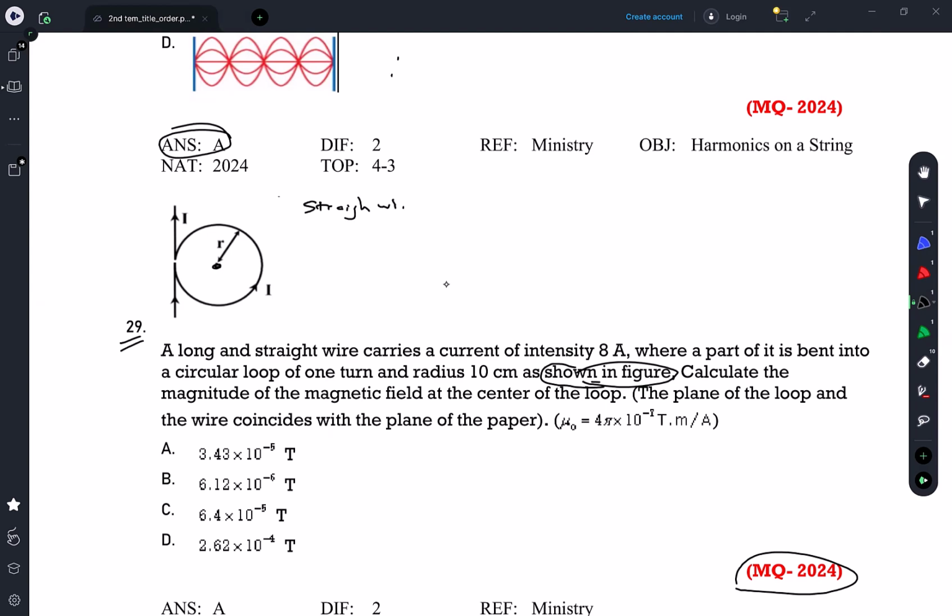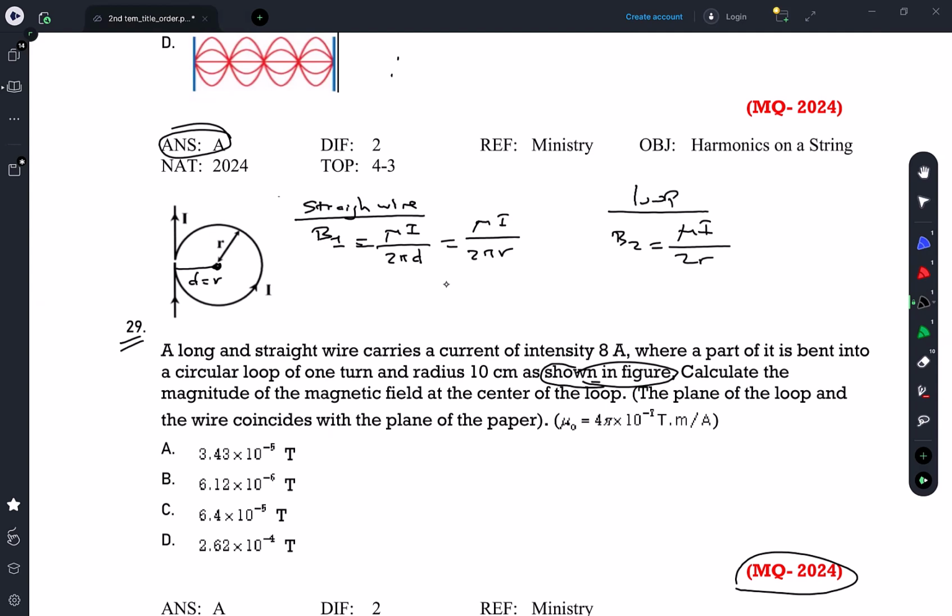I will say the straight wire's magnetic field is B1. We know the equation for a straight wire: mu I divided by 2 pi r. The distance from the wire to the center is the radius, so it's mu I over 2 pi r. For the loop's magnetic field, B2, I will say it is mu I over 2r. One of them is mu I over 2 pi r, the other one is mu I over 2r. One by one, you can calculate B1 and B2.